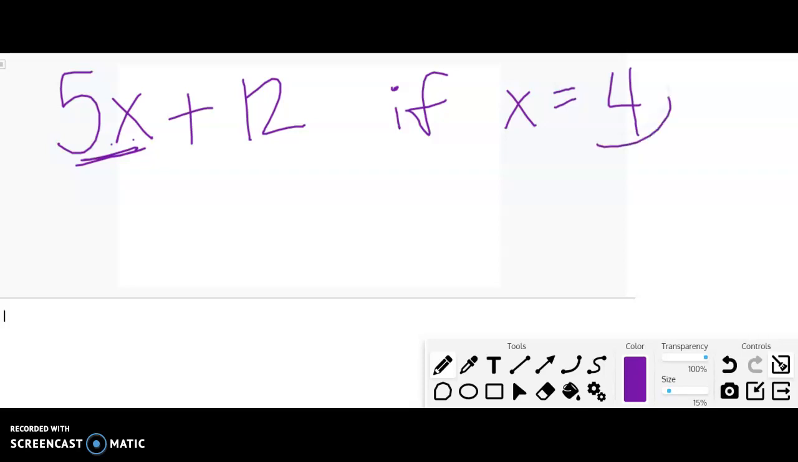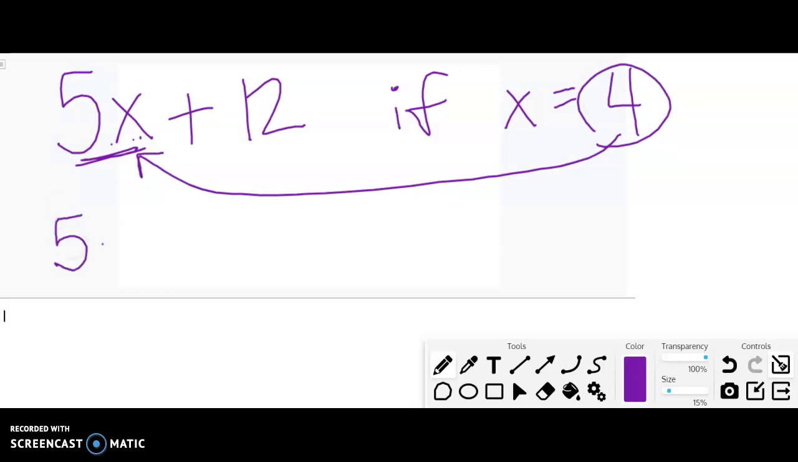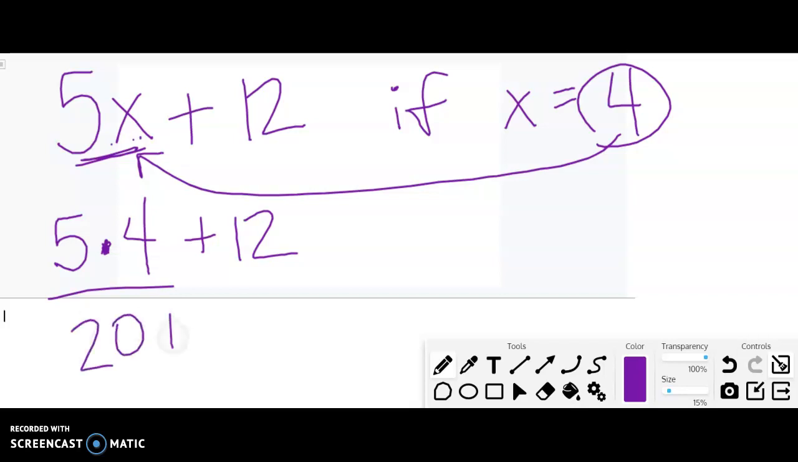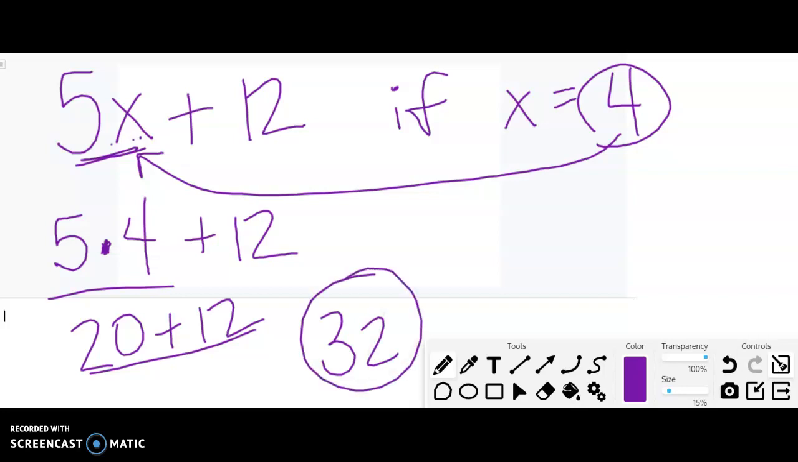Well, I'm going to substitute this in here, but I'm not just going to write 54. I need to write 5 times 4. Remember, I can use that dot to mean times. 5 times 4 plus 12. Well, now I can use my order of operations. I don't have any parentheses, but I can start with multiplying. 5 times 4 is 20. Now I can add, so I get 32 as my answer.